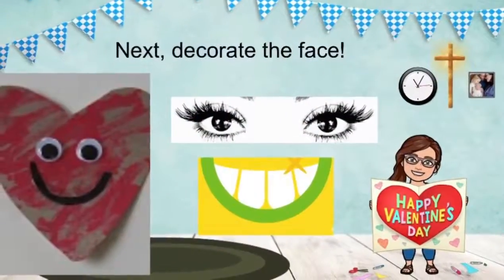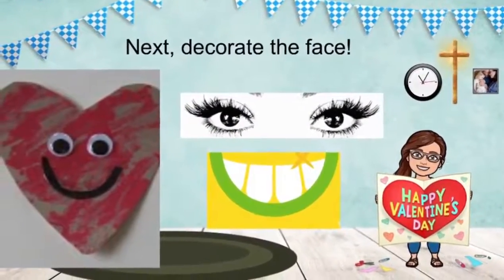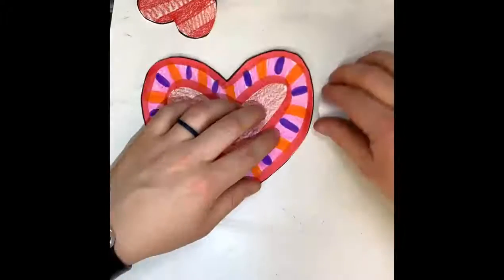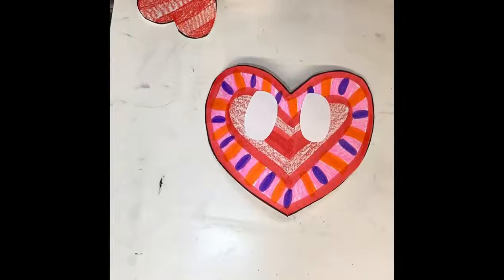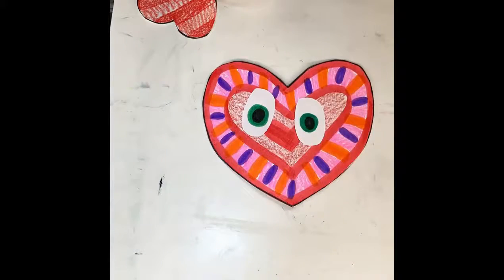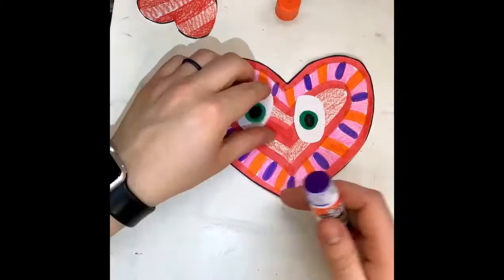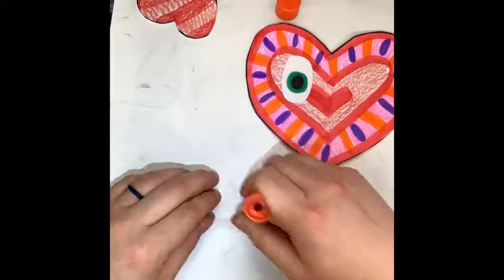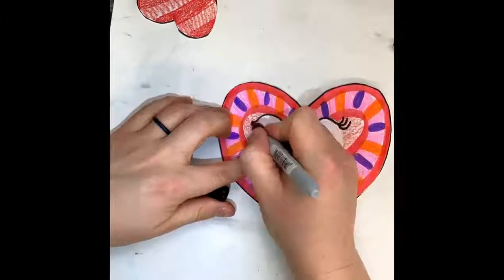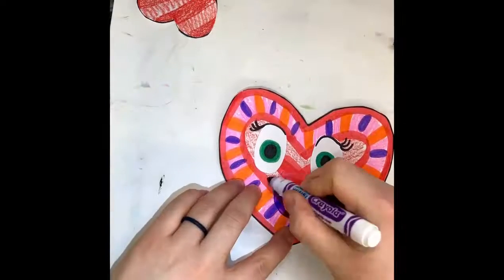This next part really brings our hug to life. Decorate the face. I've passed out little white circles for you to use to make some eyeballs. I'm going to have green eyeballs and black irises. Using my glue stick, I'm going to glue them down to my big heart. I'm also going to add some eyelashes. Don't forget to add a nice smile to your image.